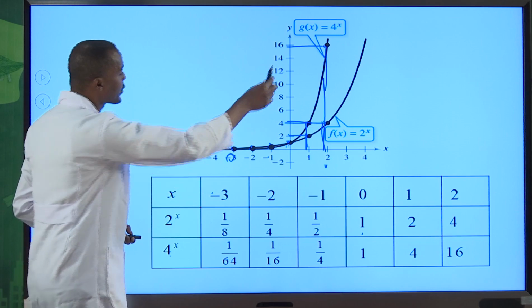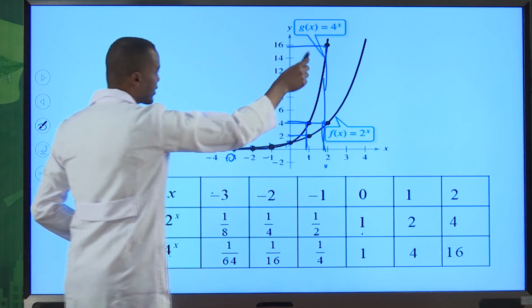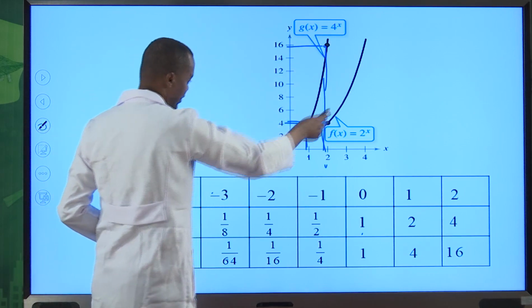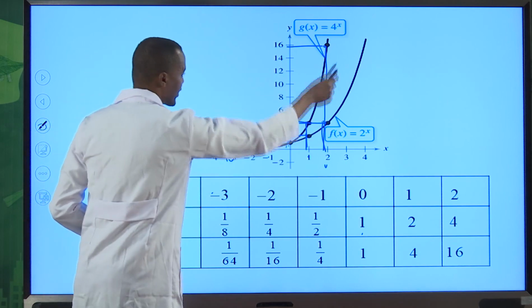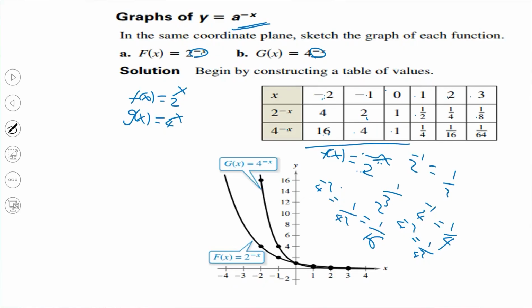The previous graph was going this way, that is 4 to the power of x is going this way, and 2 to the power of positive x is going this way. But in this case, the graphs are going the other way because the powers are now negative.